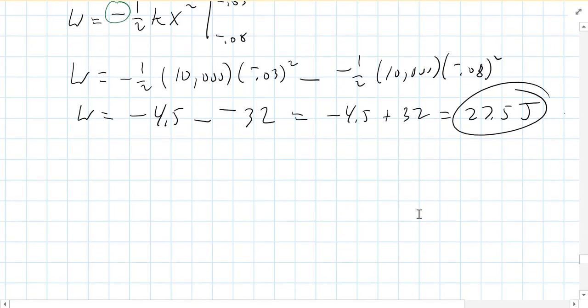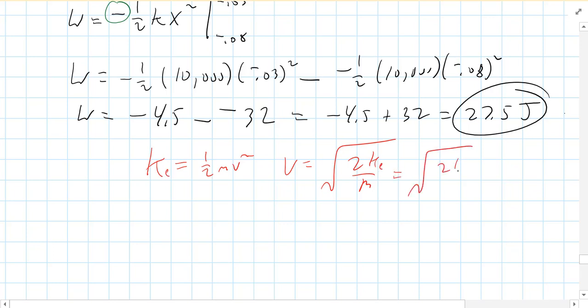Just flip your signs, okay? All right, then to figure out the velocity of the block, all that work became kinetic energy of the block. So the kinetic energy of the block, which is 1/2 mass velocity squared, solving for velocity, you get root 2K over m. Now, this is a different K. I'll put a little e next to it. This is kinetic energy, not the spring constant, okay?